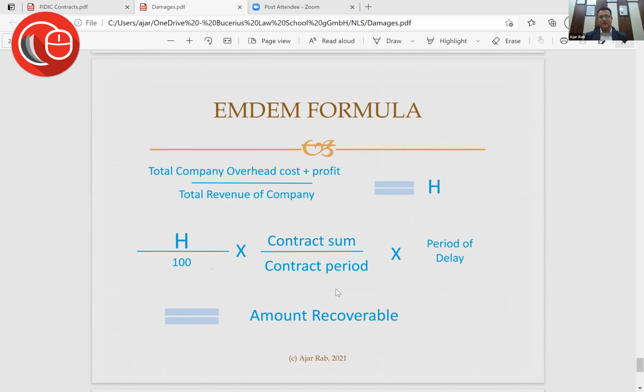And the last formula is called the Emden formula, which calculates the overhead cost plus profit. And this H here is the total overhead, and then it computes the delay. Again, academically speaking, there are pros and cons. No formula guarantees that you will win the arbitration. No formula guarantees that the tribunal will give you these overheads. But when you're computing damages, when you're computing loss on account of delay or extension of time, they help you assess what kind of loss you're looking at, right?